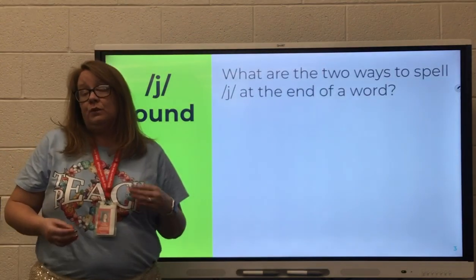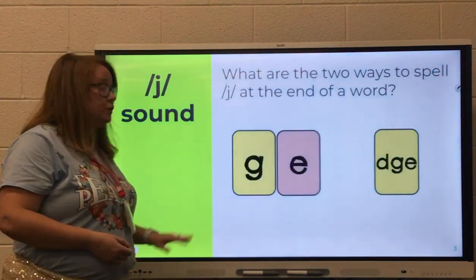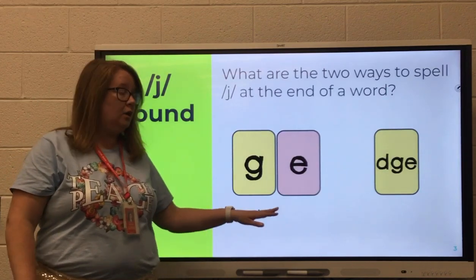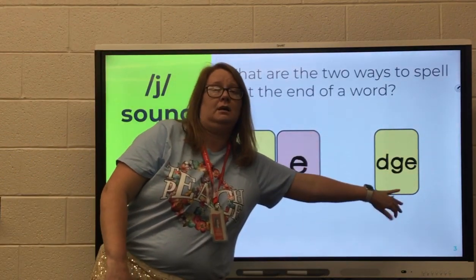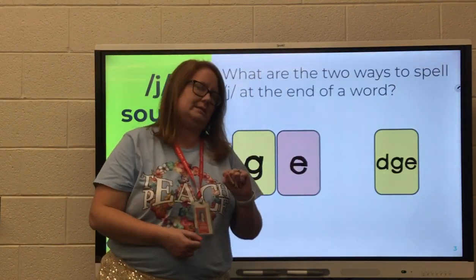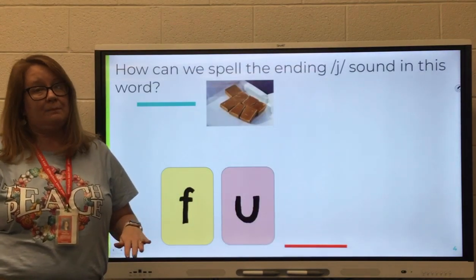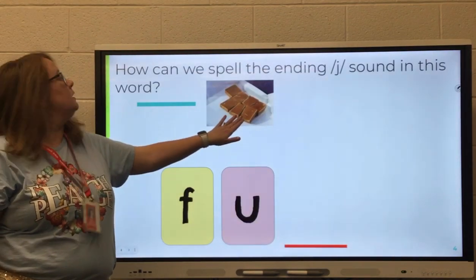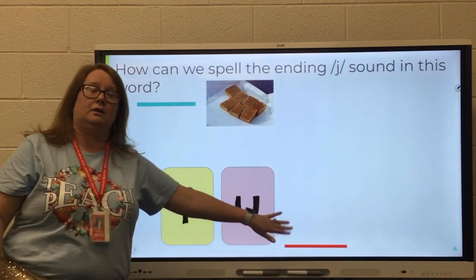Now, there's two different ways to make that j sound at the end of a word. You can spell it with G-E, or you can spell it with the trigraph D-G-E. A trigraph just means three letters that are making one sound. So, here's my example word: fudge. What's making the j sound in fudge?